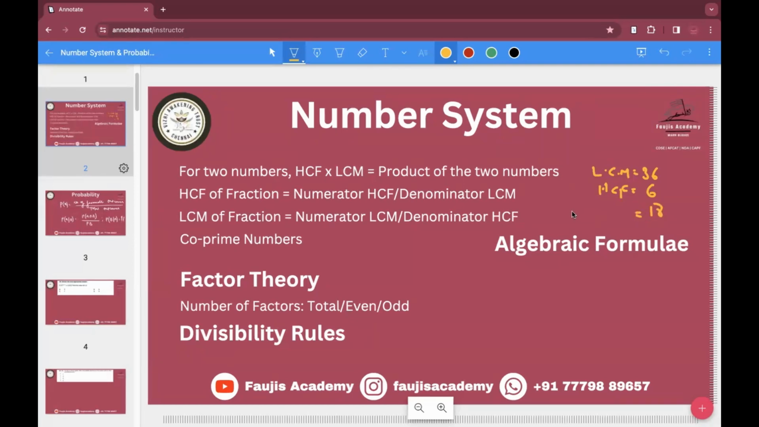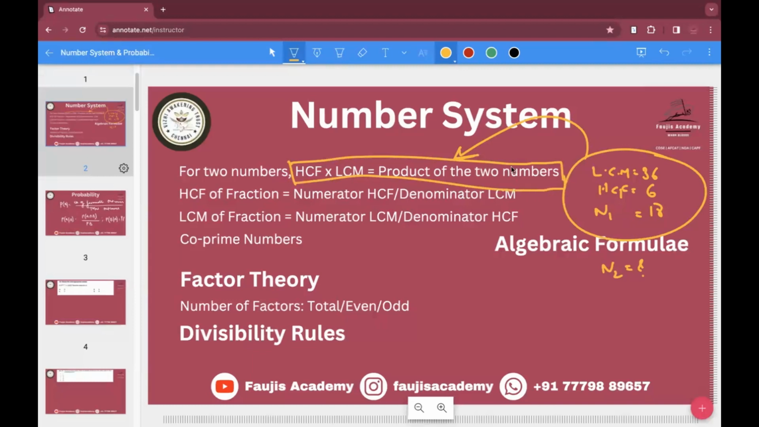One of the numbers is 18. Let's represent it as number 2. What do you think would be N2? Now you know all these values. Now put this into this formula: HCF into LCM is equal to the product of the two. Now product means what? Multiplication.